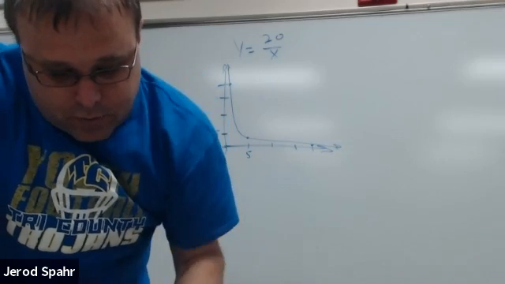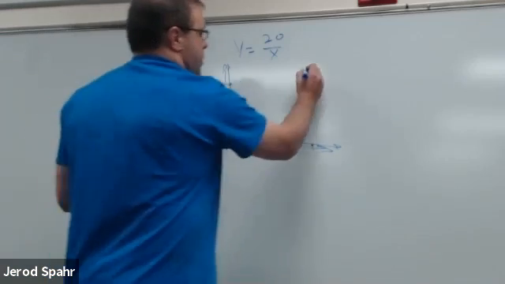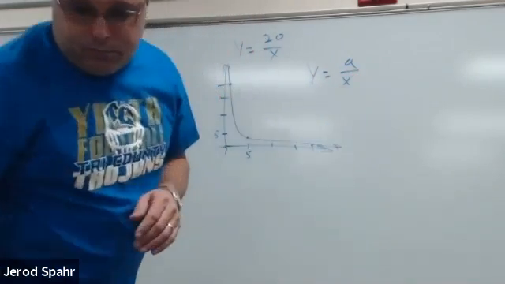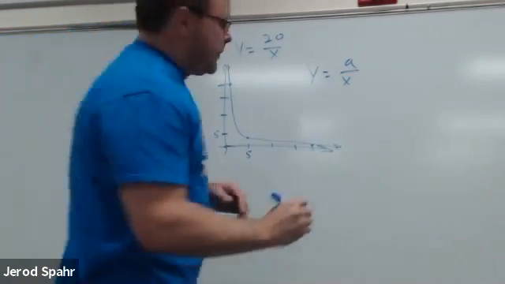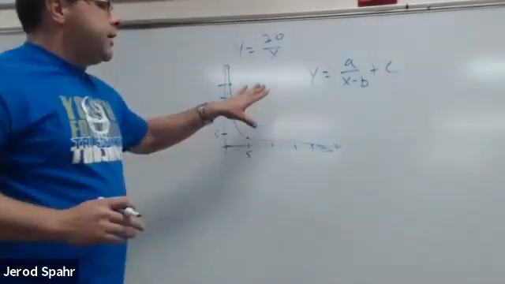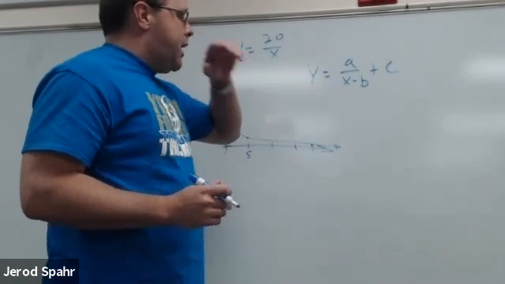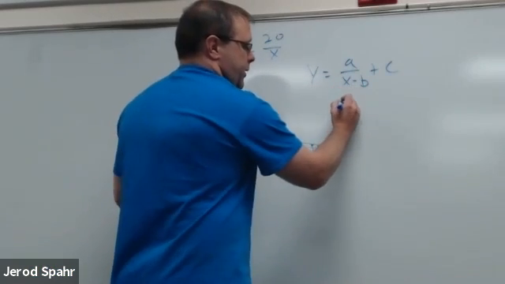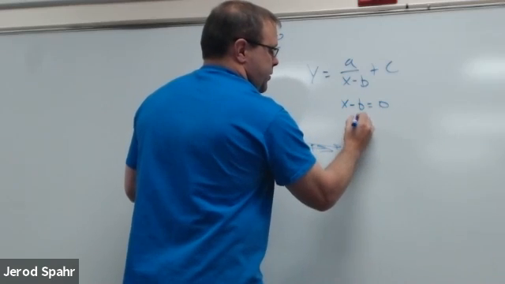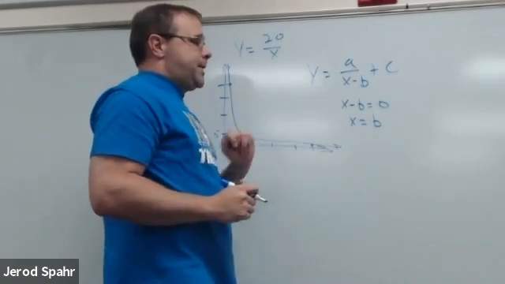And so that's really what we're looking at here, and they have a really nice picture of it. We look at the equation, y equals a over x minus b plus c. Okay, looking at this, you got to recognize that minus b. The reason why is because whenever we solve, we set that equal to 0, so x minus b equals 0, so x equals b. It makes that positive. So that's why it's the opposite of that.